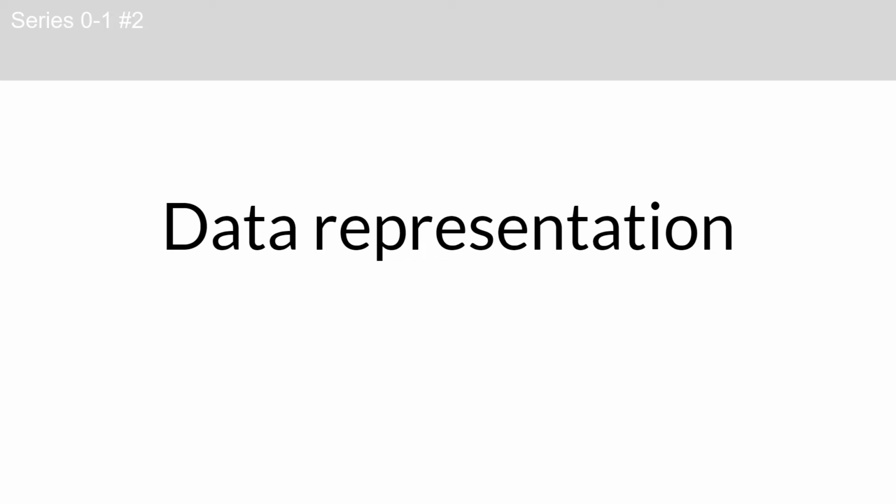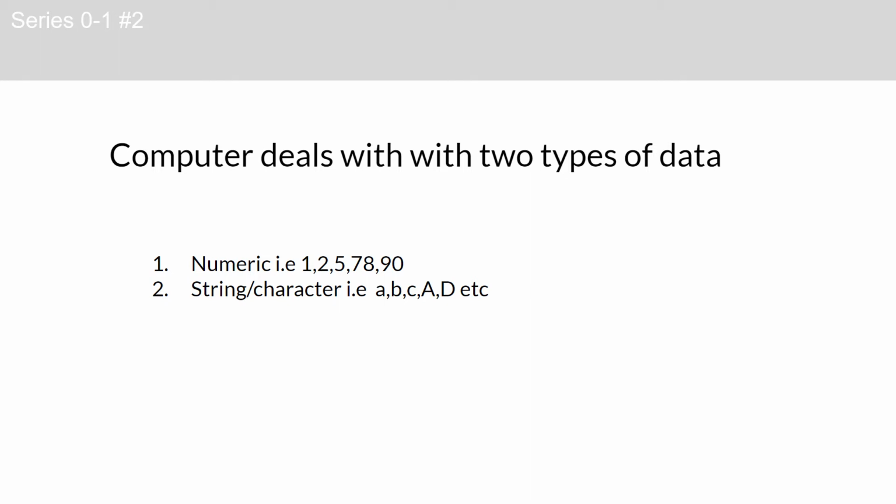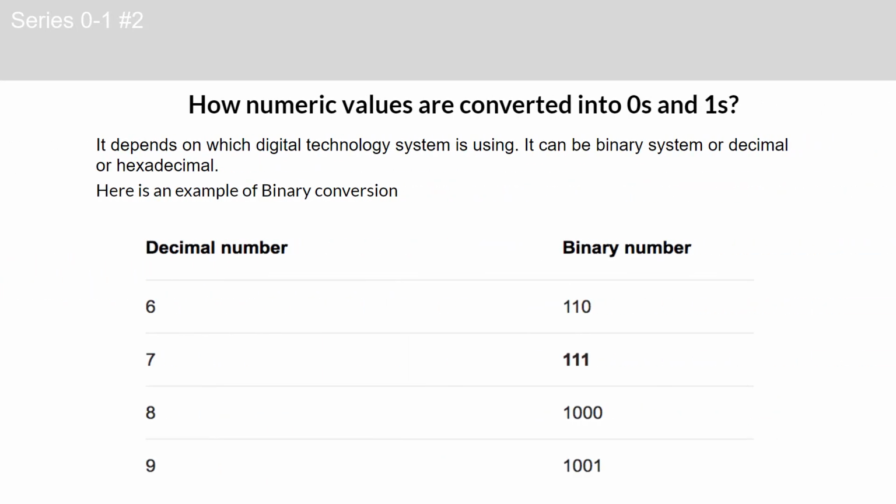Hello coders, in this video I'm going to show you how human readable languages are converted into zeros and ones. Our human readable language basically consists of two kinds of data. One is numeric, like numbers, the other is string characters like A, B, C, D, etc. So let's first see how numbers are converted into 0s and 1s. Look at the below example of binary conversion. We can convert all numbers into 0 and 1 using binary numbers, and you can see the examples.